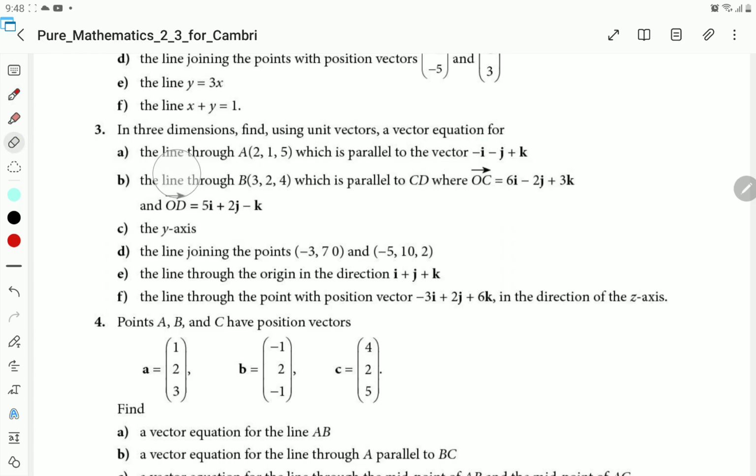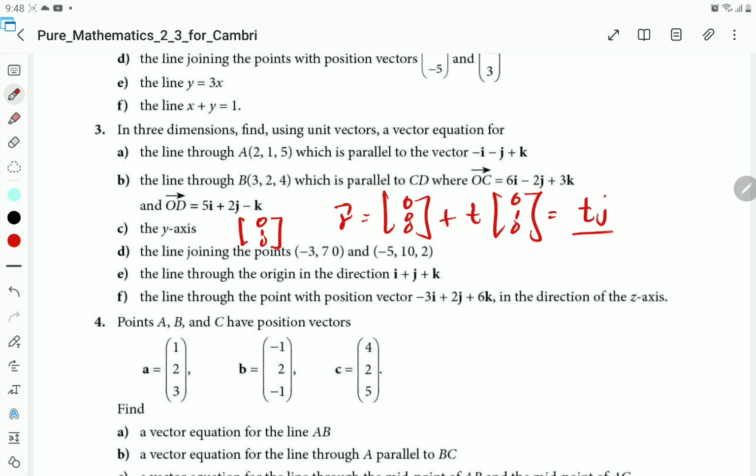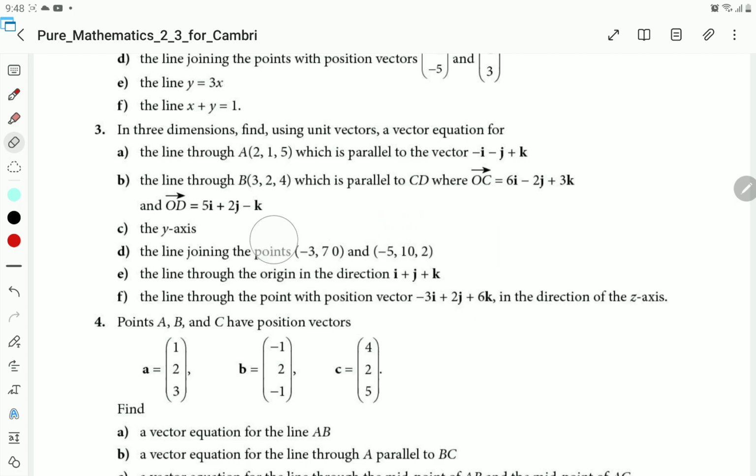The y-axis. For the y-axis, you know that that vector is 0, 1, 0. So therefore, the equation of that one, it passes through 0, 0, so r is equal to 0, 0 plus t times 0, 1, 0, or in short, that is equal to tj. This is the answer. The line joining the points. Okay, you know the position vectors, negative 3, 7, 0 and negative 5, 10, 2, then you can find the direction. Okay, that's a bit easy.